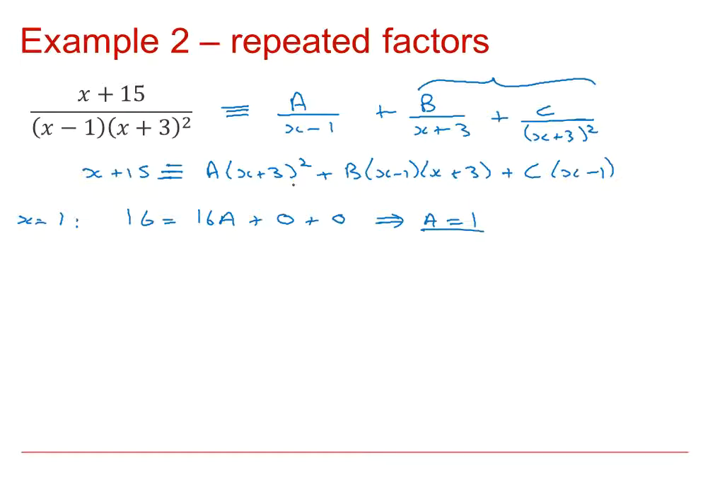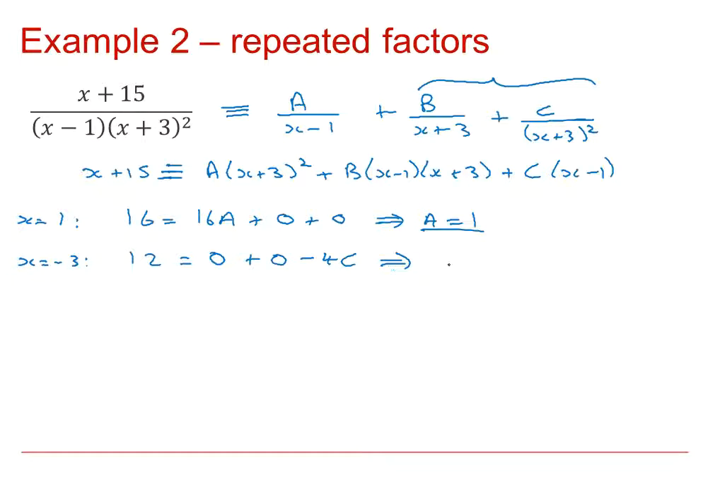Looking at other values of x, if I look at this first bracket and this bracket, it would be very sensible to let x equal minus 3. So minus 3 add 15 is 12. Minus 3 add 3 is going to give me 0. Minus 3 add 3 is going to give me another 0. Minus 3 take away 1 is minus 4c.